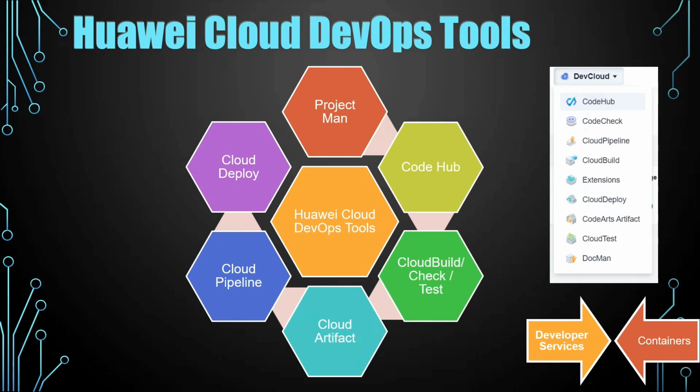CRI-O is a container runtime. CRI means container runtime interface, and that was the initial one. Then we moved toward Docker for building the containers. Even in the latest releases of Kubernetes, like 1.23, they skipped Docker, and now CRI is being used. So the same goes for Huawei.